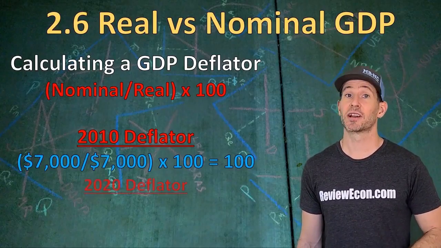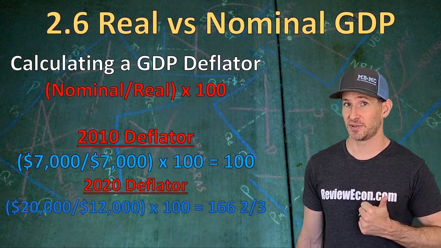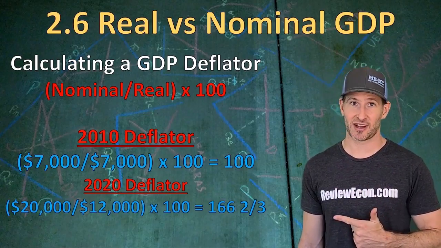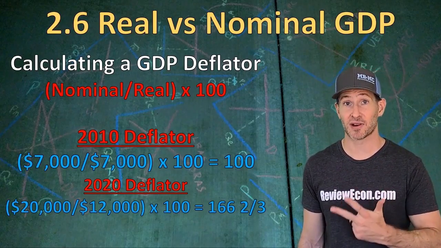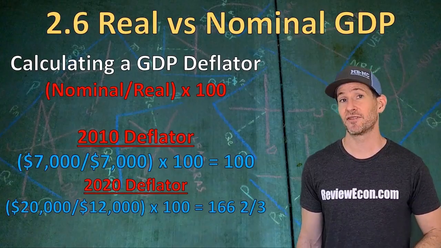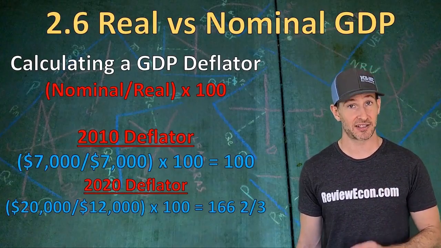For 2020, we're going to take the $20,000 of nominal GDP and divide it by the $12,000 of real GDP times 100. That gives us a GDP deflator of 166 2/3.